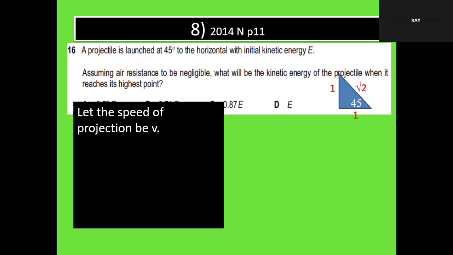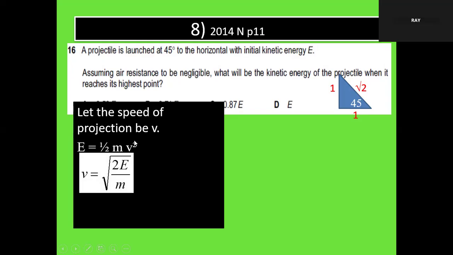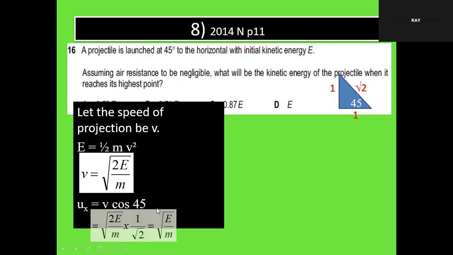Let the speed of projection be V, because you are given the kinetic energy. E equals half mv squared, so V is the square root of 2E over m. That's the velocity of projection. Then you want Ux. Ux equals V cos 45. Cos 45 is 1 over root 2, so the root 2s cancel.